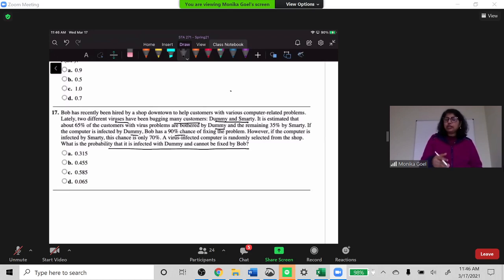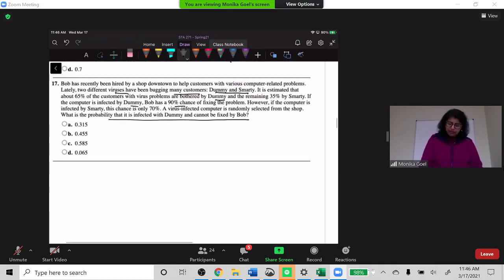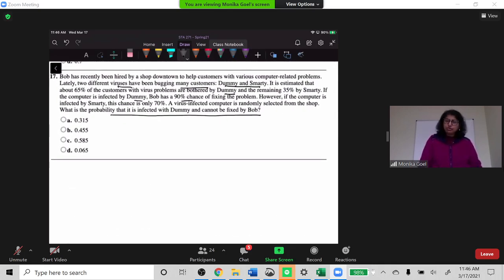And if you look at this question, this is exactly similar to what we just did in the example on your slide. So let's see how to make a tree diagram first. It says there are two kinds of viruses. So let's work on that. One is your dummy and one is your smarty. And it says that it is estimated that 65% of the customers are infected with dummy, and the remaining 35. When I add this, I will get one whole.